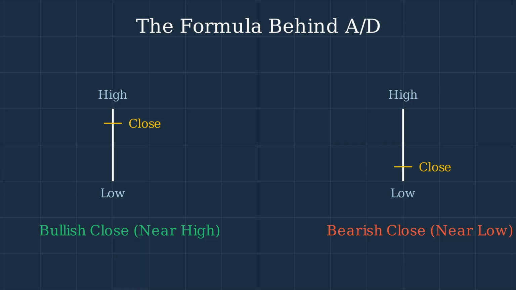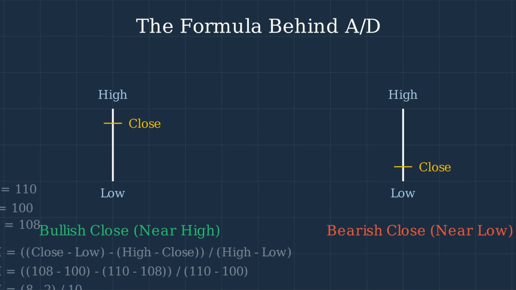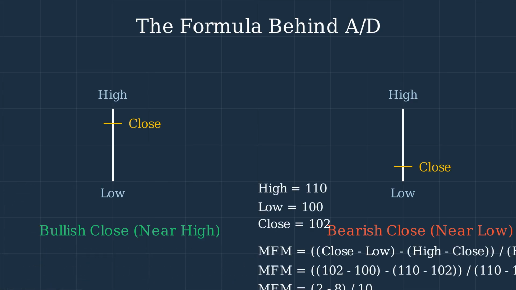When a stock closes near its high, the result is positive. When it closes near its low, the result is negative. Let's calculate the money flow multiplier for a bullish day. If a stock has a high of 110, a low of 100, and closes at 108. For a bearish day, with the same high and low but a close of only 102, the calculation is significantly different.